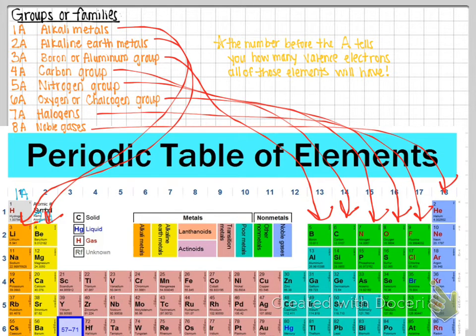Also, if you notice, a little note that I put, that the number before the A tells you how many valence electrons all of these elements will have. So, for example, in the oxygen or chalcogen group, this group is 6A. And so that means that every single element in this column has 6 valence electrons. So it's a good way to check your Lewis dot diagrams after you've done your orbital notation and all that stuff, to just double check to make sure that you have the correct number of valence electrons.